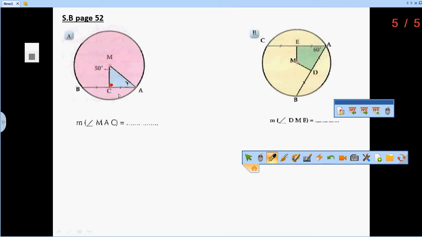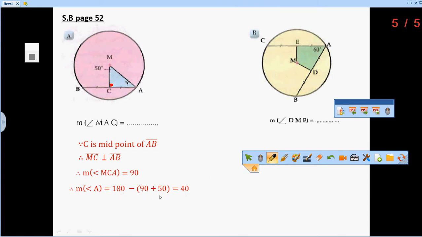So to find the measure of angle MAC, we know that the sum of the measures of the interior angles of a triangle is 180. So the measure of angle A is equal to 180 minus (50 plus 90). Here we have C is the midpoint of AB, so MC must be perpendicular. It means the measure of angle MCA is equal to 90 degrees. To find the measure of angle A, 180 minus (90 plus 50) will be 40 degrees.